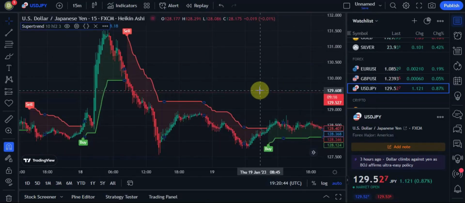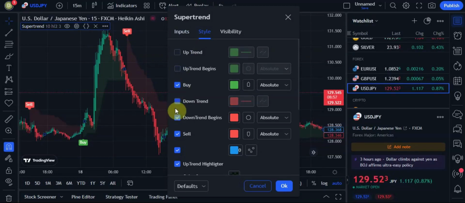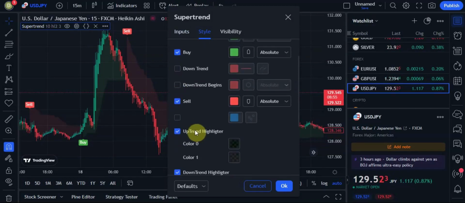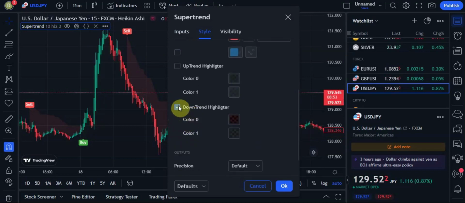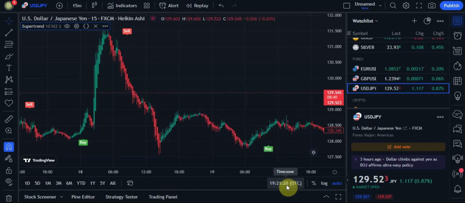So this is what it looks like when you add it to the chart, but we're only interested in the buy and sell signal. So let's go ahead and make some changes. Let's go to settings and then style. And we're going to uncheck all of these boxes here and leave only the buy and sell boxes checked. Okay, let's go down and uncheck all of these boxes. And we can leave these two right here as well, alright? And then hit OK.